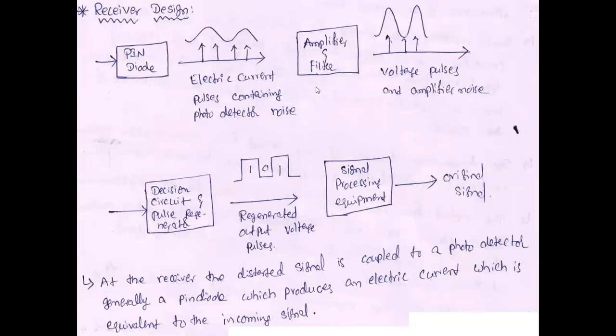The next block is the amplifier and filter. The next block is the decision circuit and pulse reshape regenerator. Next is signal processing equipment, and finally we get the original signal. See this one: what are the steps we follow in the receiver design? The first step is the pin diode, which is nothing but the photodiode.